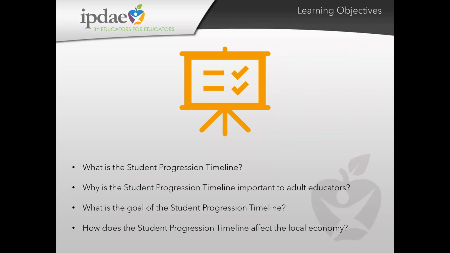The second question we're going to answer is why the student progression timeline is important to adult educators. And to answer this, we're going to explore the role that adult educators play in the timeline and the various stages in which adult educators are involved in student development, content knowledge acquisition, and skills development. We are also going to explore the various ways in which adult educators collaborate with career and technical teachers to support one another while utilizing the integrated education and training model.